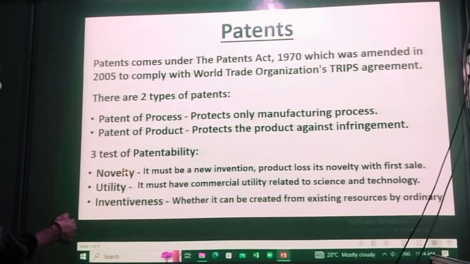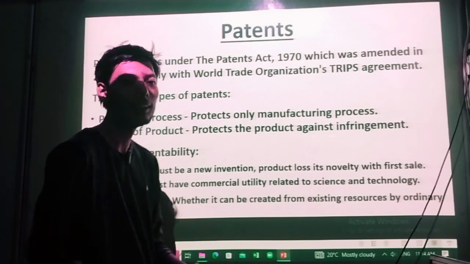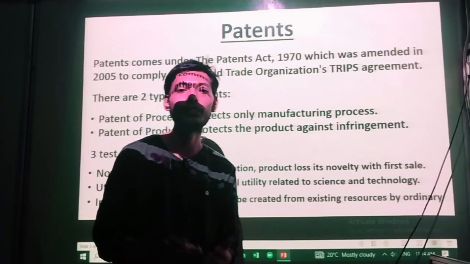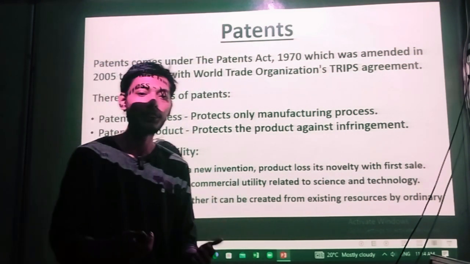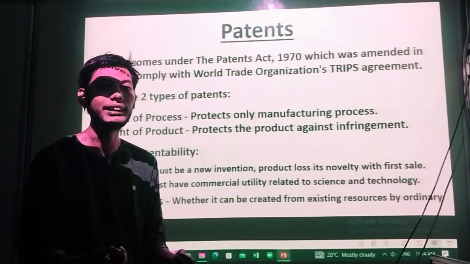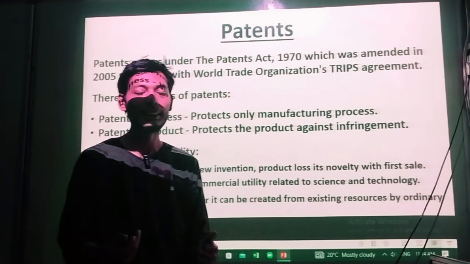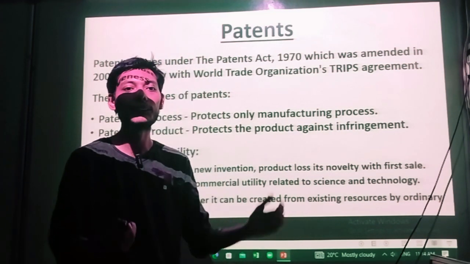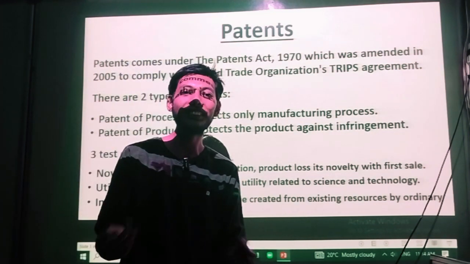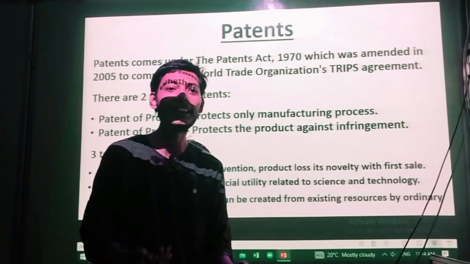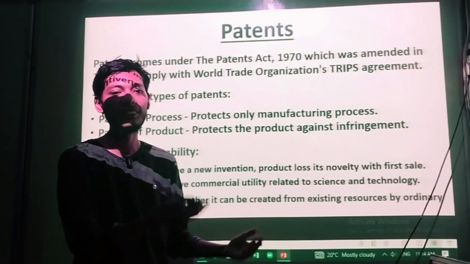Now there are three tests of patentability: novelty, utility, and inventiveness. So what novelty means? So novelty means the product or the invention should be something new. I cannot patent an old product. For example, I cannot get patent for a light bulb because it was invented before.